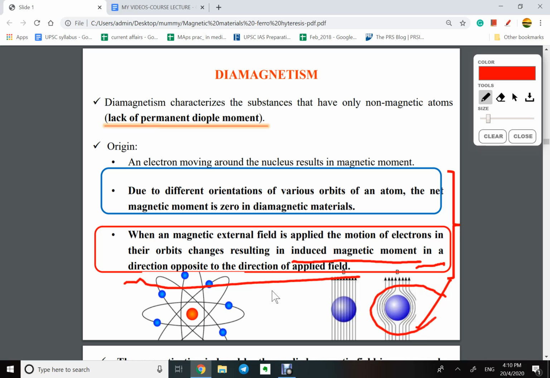Now you see the magnetic lines of force are repelled outside. In this diagram, the arrow mark indicates the magnetic field which you apply. So when the magnetic field is applied, a magnetic moment is induced, but this induced magnetic moment repels the applied magnetic field. So all the magnetic lines of force are sent outside the diamagnetic material. So this is the special property of diamagnetism.